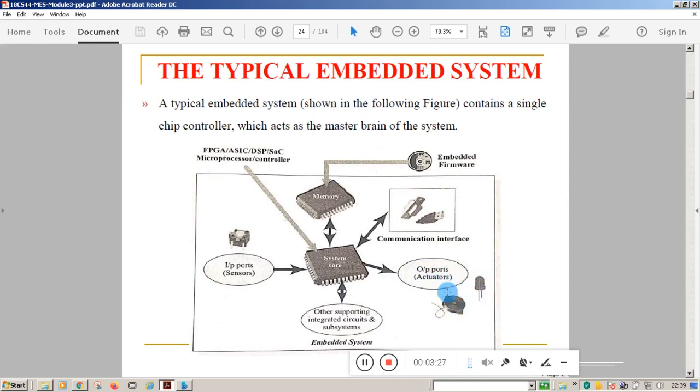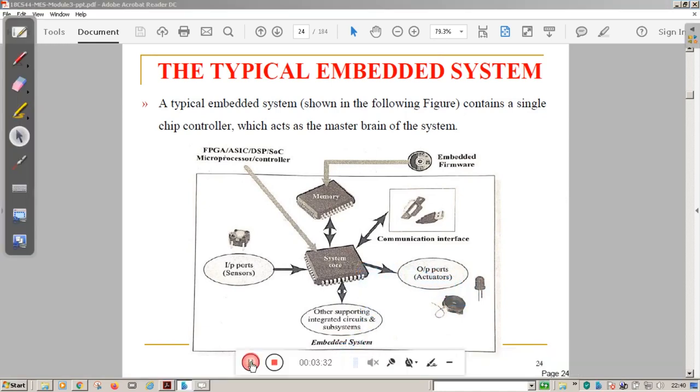LEDs, buzzer. So if I want to give an example for input devices, input devices are keyboard, then push button switches, and output devices are LEDs, then liquid crystal display, other than that electronic buzzer. All those are the output devices.